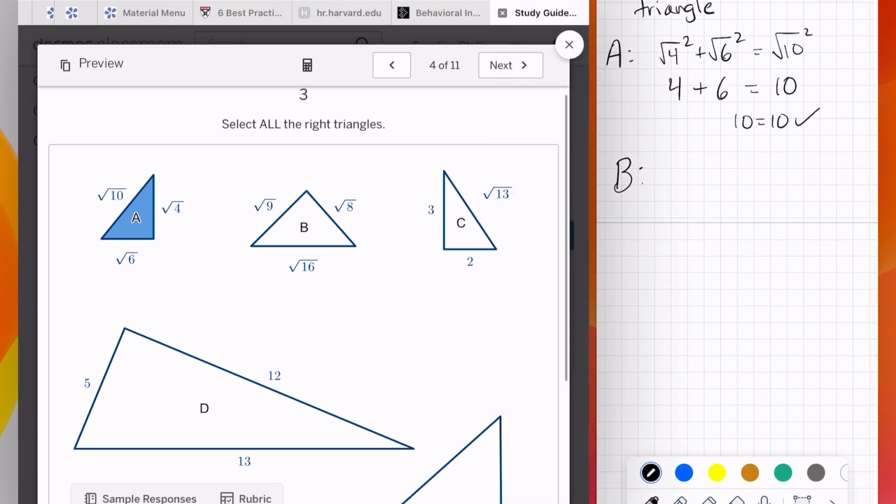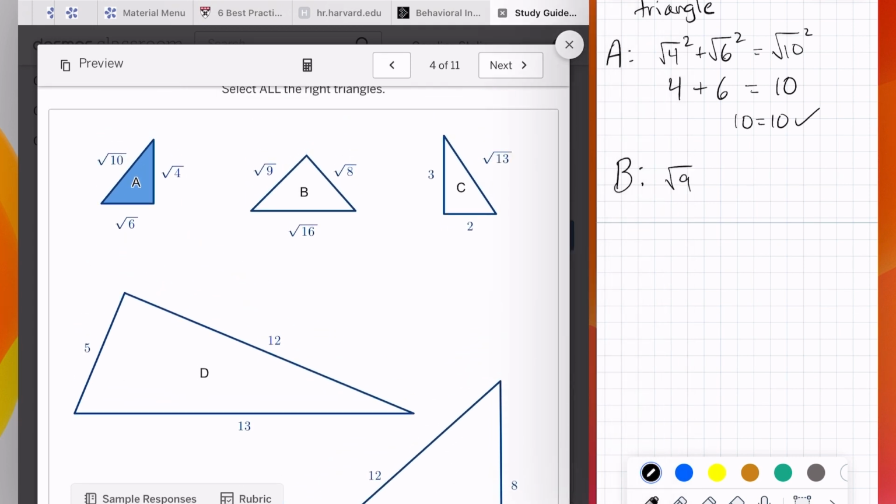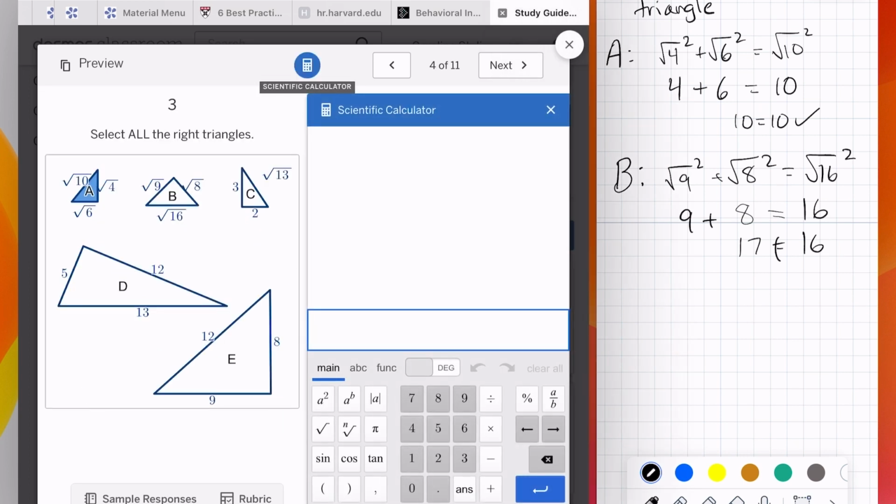Okay, do the same thing for B. So this one, the longest one, is whatever we're going to call C. So the longest one, we have the square root of 16. So square root of 9 squared plus the square root of 8 squared equals square root of 16 squared. 9 plus 8 equals 16. You get 17 is equal to 16, and that is not true. All right, I am allowing you to use a calculator for this part, so just to show you how you could do it here, you could do the square root of 9 squared plus the square root of 8 squared, and then you get that's equal to 17, and then you could check that the square root of 16 squared, of course, is 16, so we don't get the same thing.